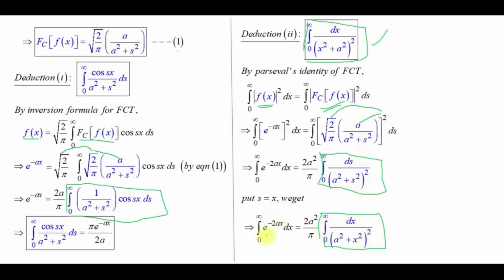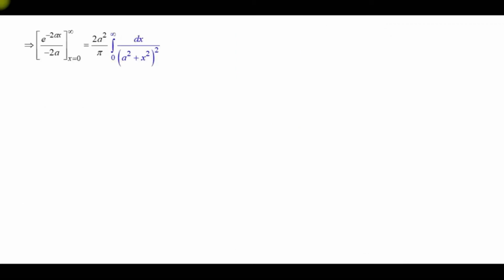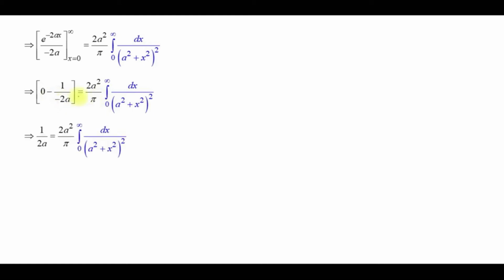Okay. So integrate this one on the left hand side, e power minus 2ax. The integration of e power minus 2ax is e power minus 2ax divided by minus 2a, with limits 0 to infinity. The right hand side is pi by 2a square. So you know e power minus infinity is 0, so the upper limit is 0 minus the lower limit; anything power 0 is 1, so the lower limit is 1 by minus 2a. So minus and minus is plus, this is 1 by 2a square pi.